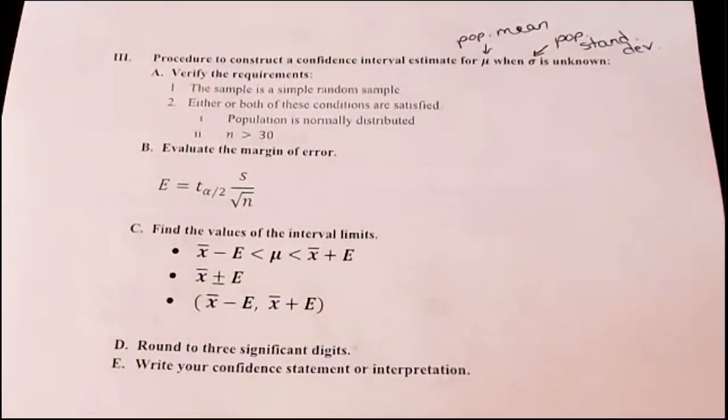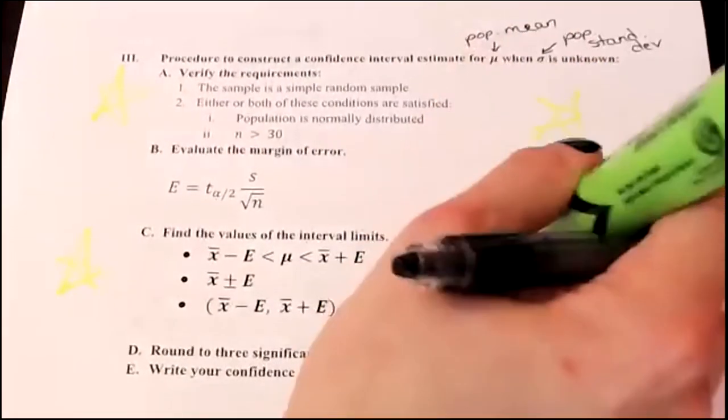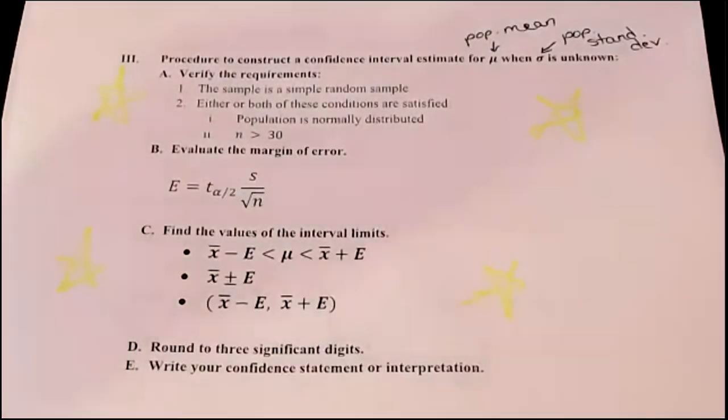So remember how we talked about on your formula page, you really want to have everything laid out, written out, described with labels, all that kind of stuff. This is going to go on your formula page, just like before with the population proportion. Okay, you're going to want this procedure on your formula page.